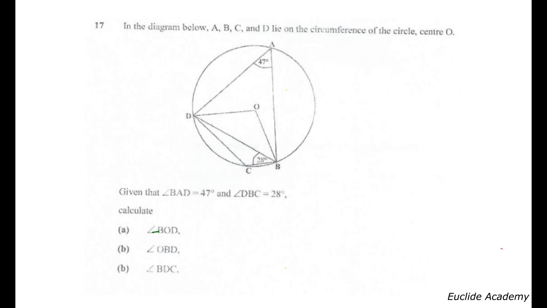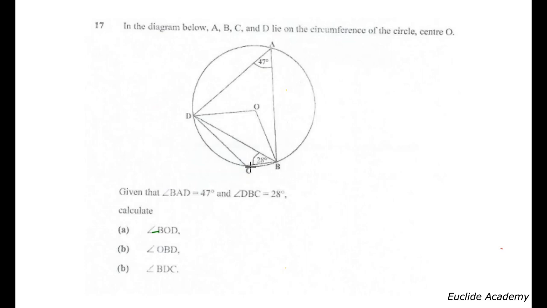So for you to be able to solve these questions, you need to understand these circle theorems. And one of the theorems states that the angle subtended at the center is twice the angle subtended on the circumference. So meaning the angle here at the center is equal to twice the angle on the circumference. So you just have to find a smart way of putting it.